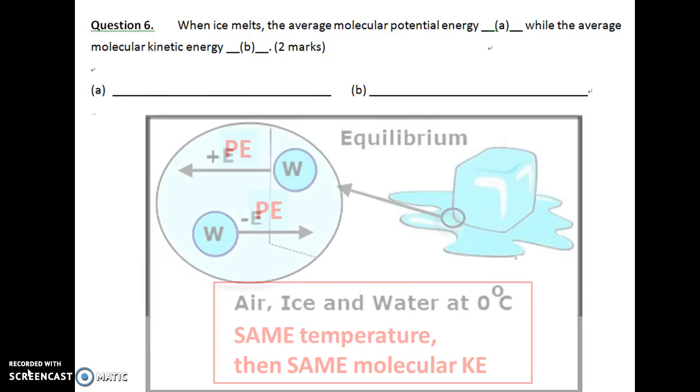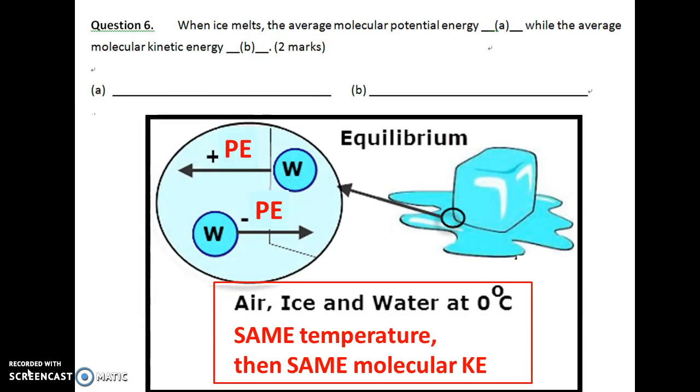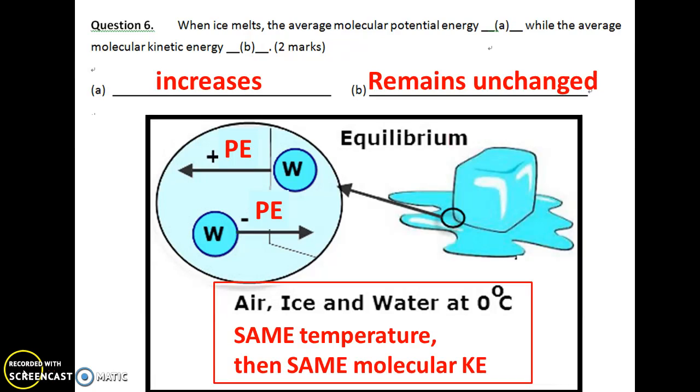Question 6. Talking about melting ice. When ice melts, the water particles in ice gain molecular potential energy to become water particles in liquid. Water particles in liquid, on the other hand, lose molecular potential energy and become water particles in ice. When they have the same temperature, we know that they have the same molecular kinetic energy.